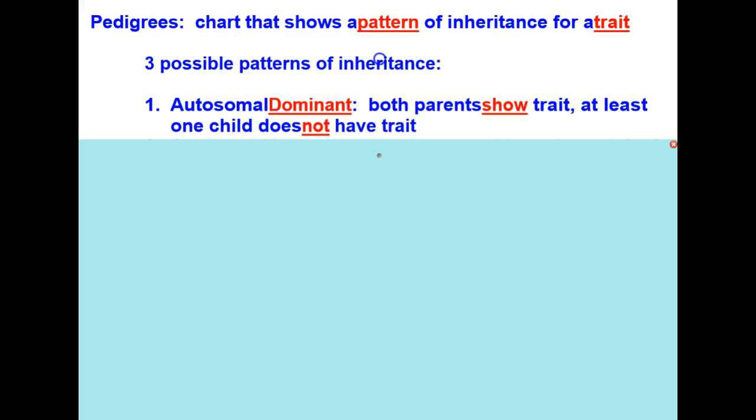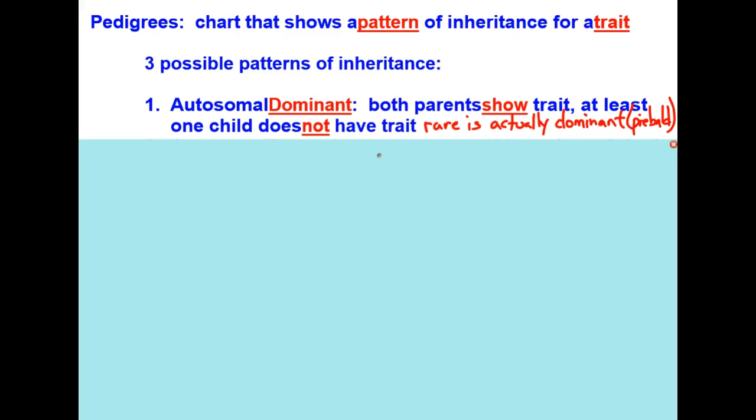autosomal dominant. Both parents show the trait, but at least one child does not have the trait. A great way to recognize whether or not inheritance is autosomal dominant is that the rare trait is actually dominant.